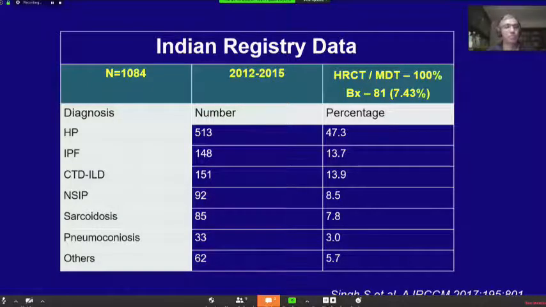And so we had the registry, and you can see here clearly that 47% was HP, though from the cases I saw largely coming in from the southern part of India, and from what data I've seen from Kerala, CTD-ILD seems to be the predominant ILD in the south of India. HP more as you move north, and definitely in Mumbai. If you look at our CT radiology data, HP, chronic HP really predominates.